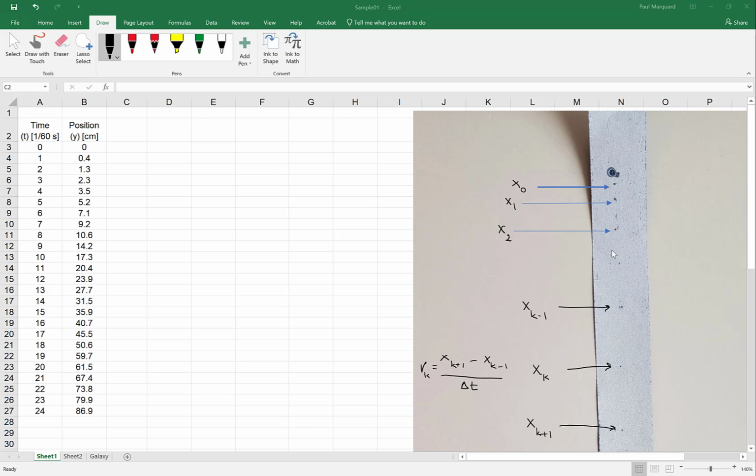x1, x2. And then I jump down here a ways and I talk about x sub k minus 1. This is x sub k. And x sub k plus 1. And those are generic notations for just dots somewhere on the line. And here was the equation that we looked at for velocity. So what we want to do is look at the velocity at each of these dots and see what we can discover as far as plugging in the formula and making some calculations.